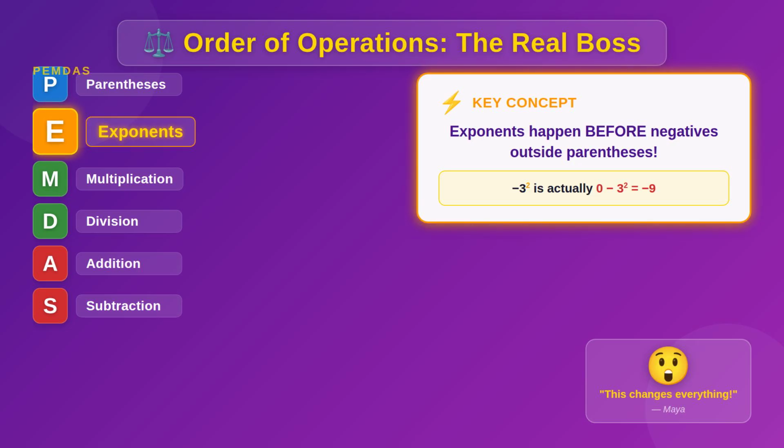Think of the negative sign without parentheses as a sneaky subtraction. It's actually 0 minus 3 squared. So the exponent happens first, and then the negative sign gets applied. This is the secret that unlocks the whole mystery. Maya's eyes lit up when she heard this, and yours will too.